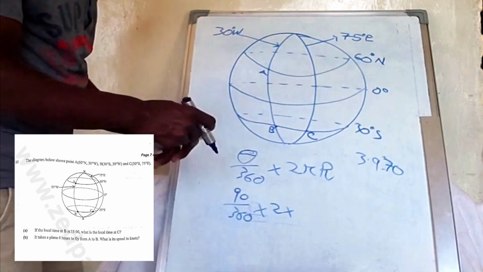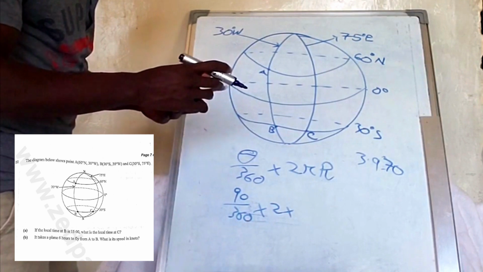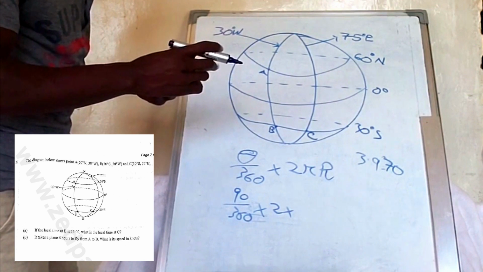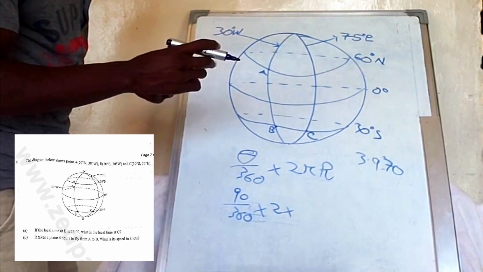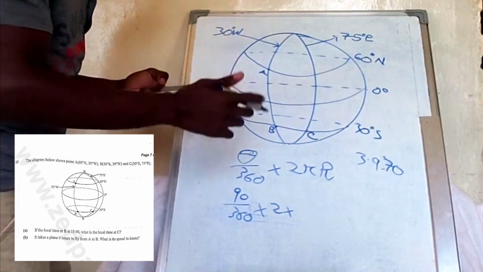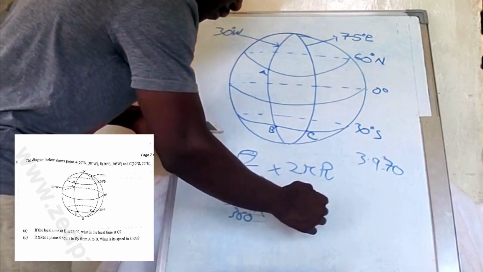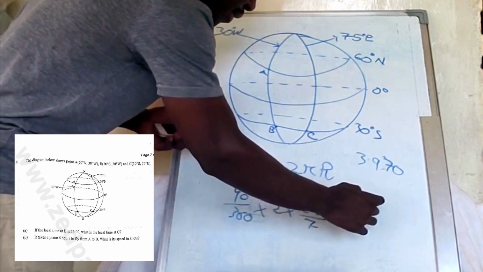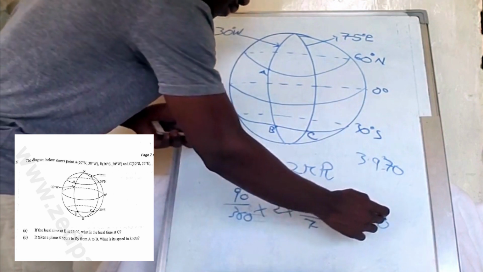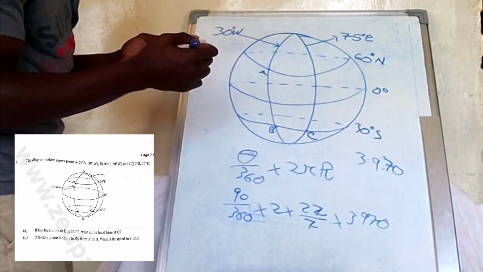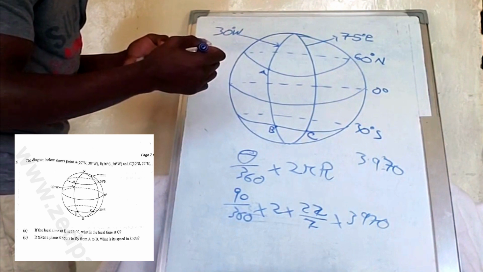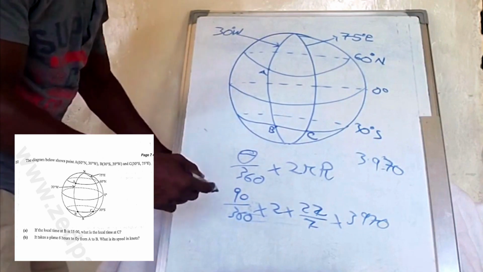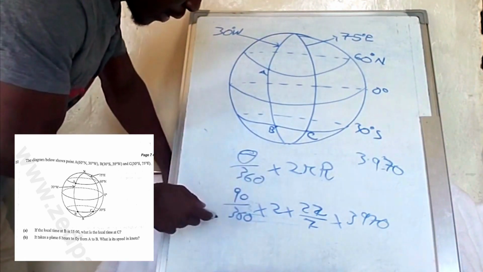Are we given the value of pi in the question? So the question doesn't give us the value of pi, does it? Okay, so we assume it's 22 over 7 multiplied by the radius of the Earth, which we've said is 3970. Okay, and we can perform calculations on this.